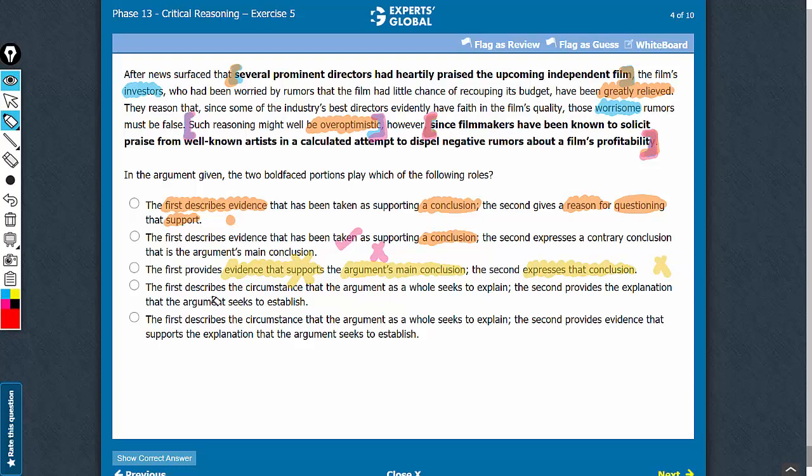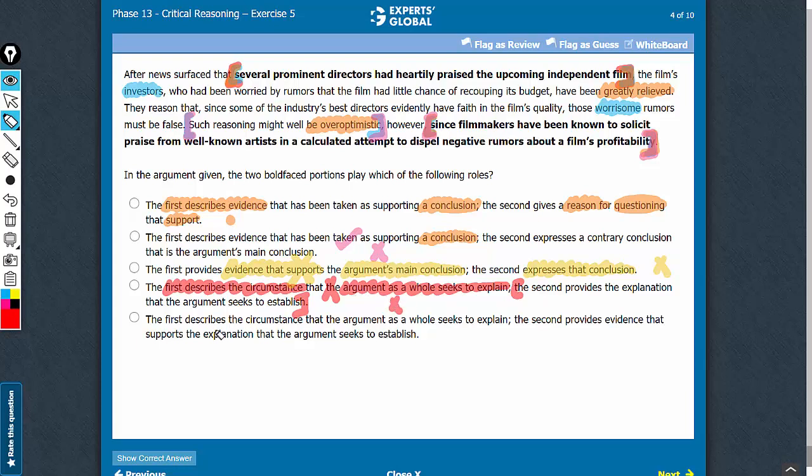Look at choice D. This is a trap. The first describes a circumstance, that is alright, but the argument does not seek to explain this circumstance. The argument is evaluating the consequences of this circumstance, this finding. There's a subtle difference. This first part here is not correct. Look at the second part. The second provides explanation that the argument seeks to establish. The second part is alright, but it is the first part that can help us eliminate answer choice D.